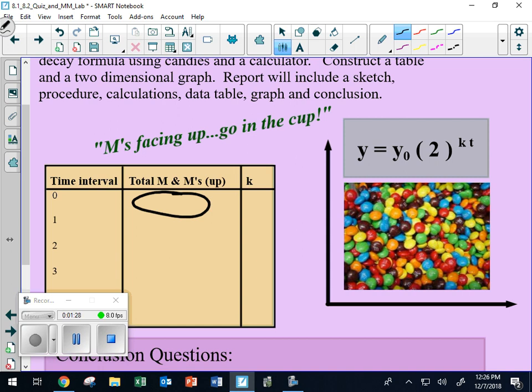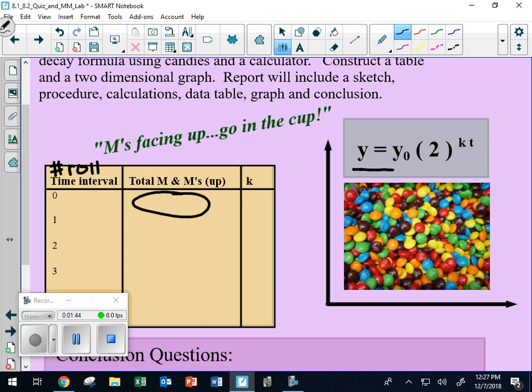You shake it, pour it again, and each time you roll, like this right here is how many times you are rolling. You need to count how many M's are facing up. Okay? One last thing here.